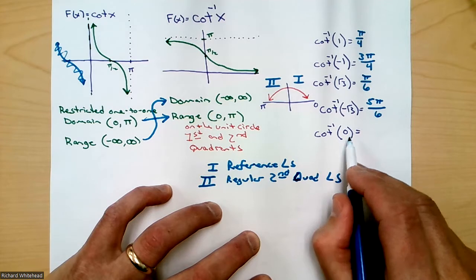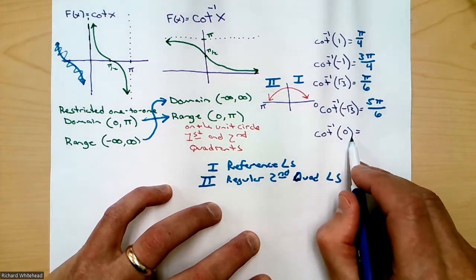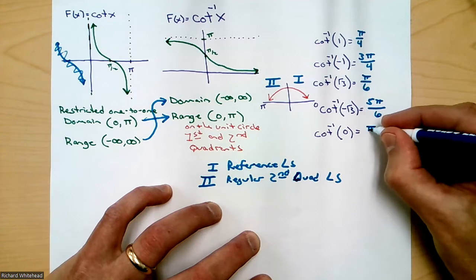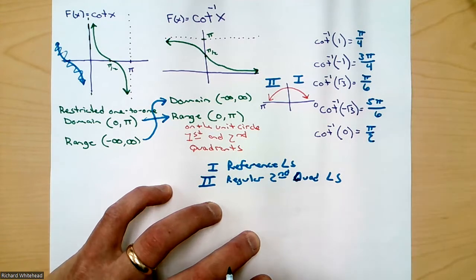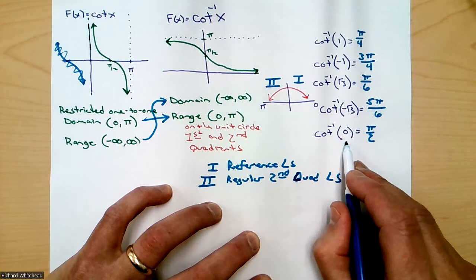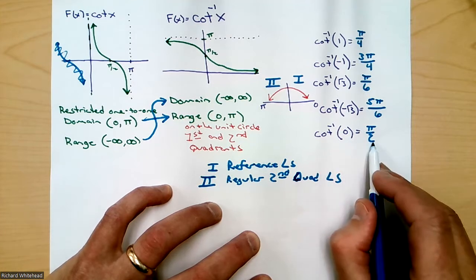Inverse cotan of 0, what angle has a cotan of 0? When does cotan equal 0? Well, that's good old pi over 2. That's good old pi over 2.